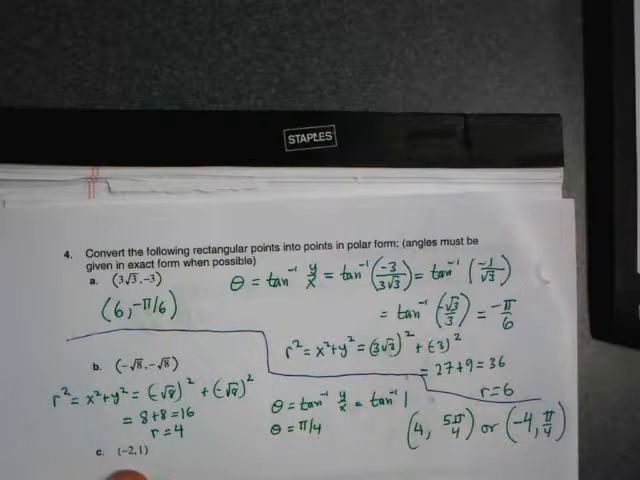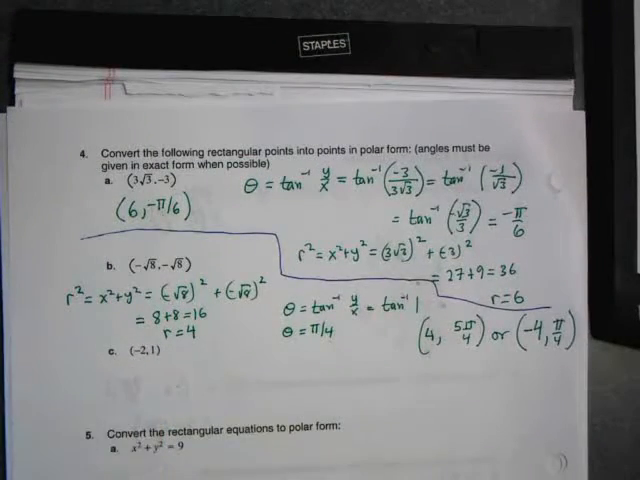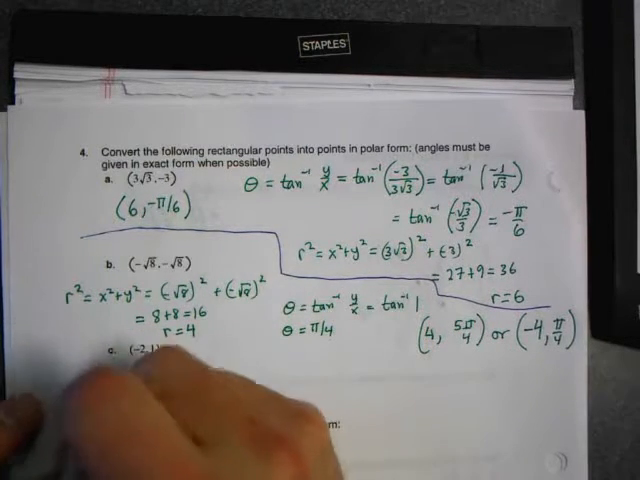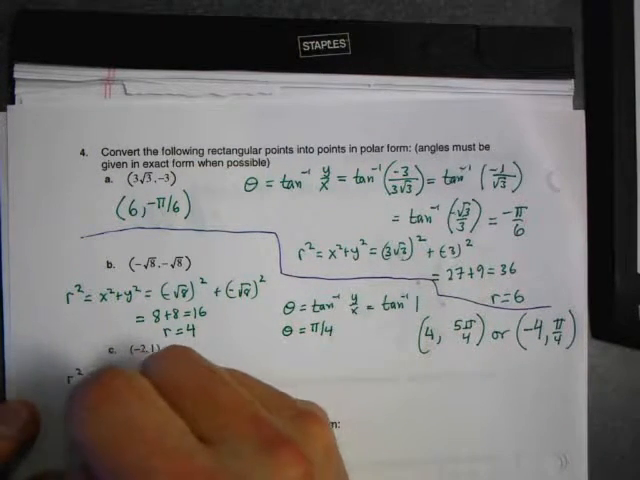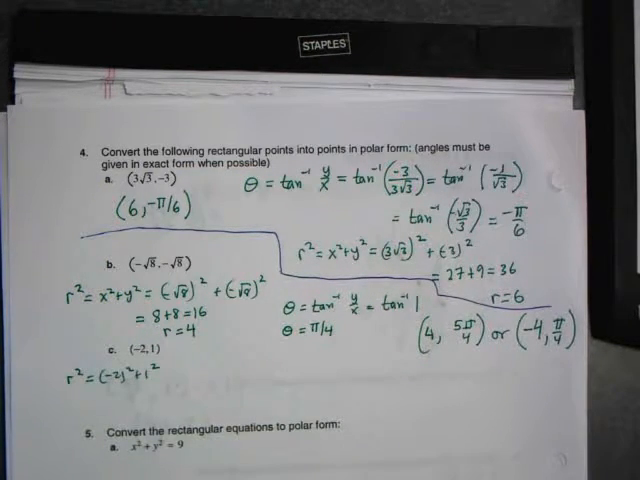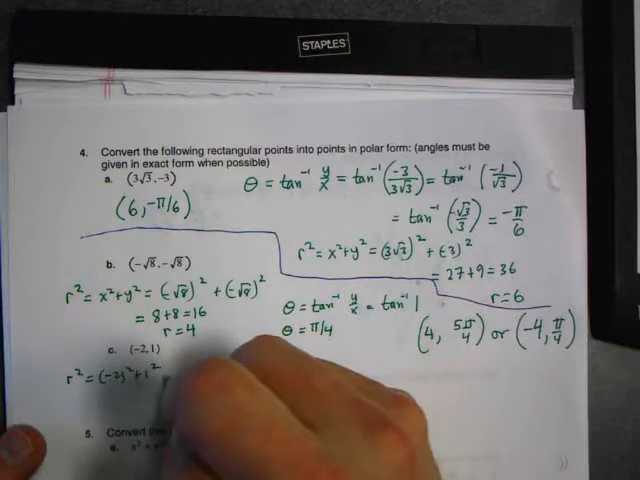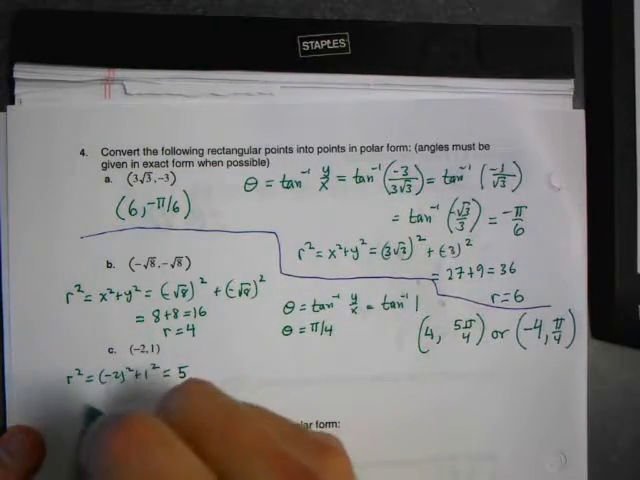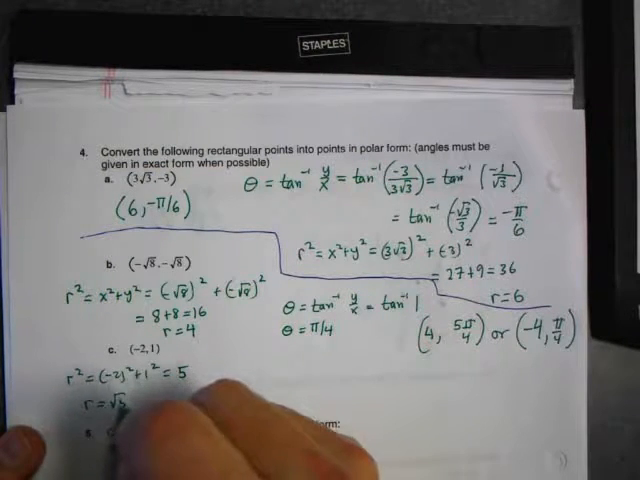Okay, how about this last one? Negative 2, comma, 1. Which quadrant is that in? Quadrant 2. So we have the same issue, don't we? We're either going to fix the r or fix the theta when we get to it. All right. But again, once you know that, they're all pretty much the same. R squared is x squared plus y squared. So it's negative 2 squared plus 1 squared. So r squared is 5, which means r is the square root of 5.